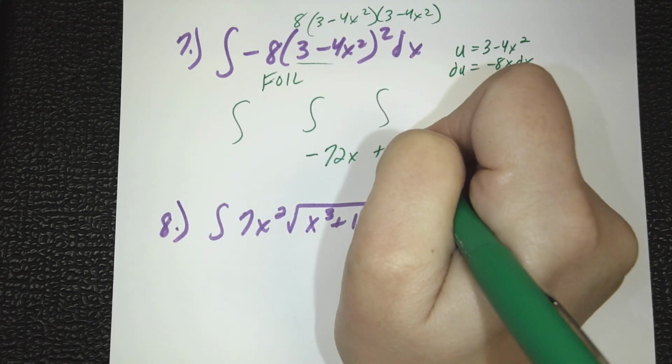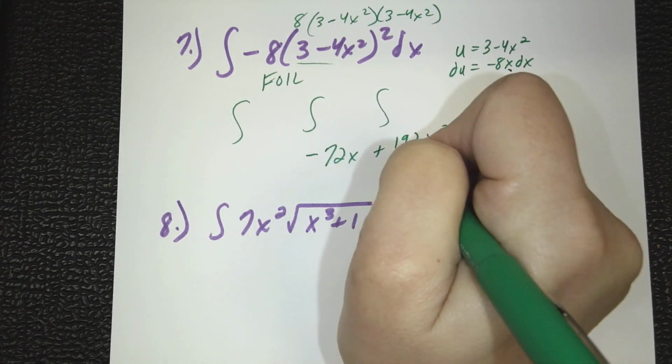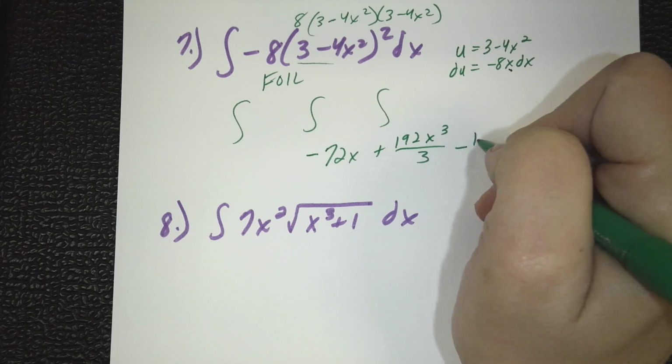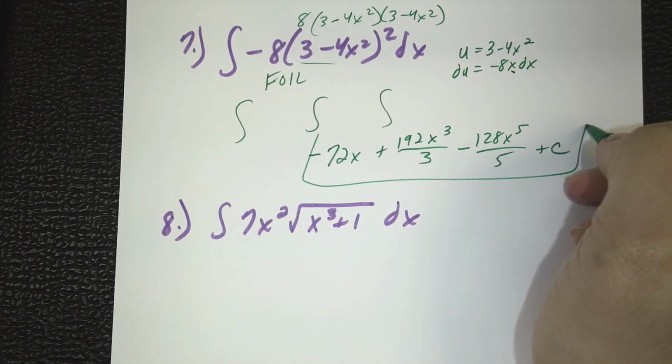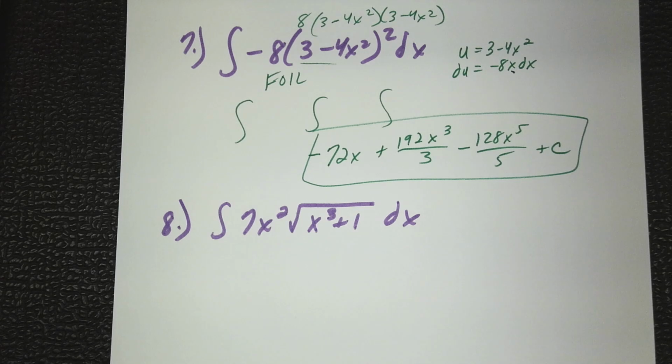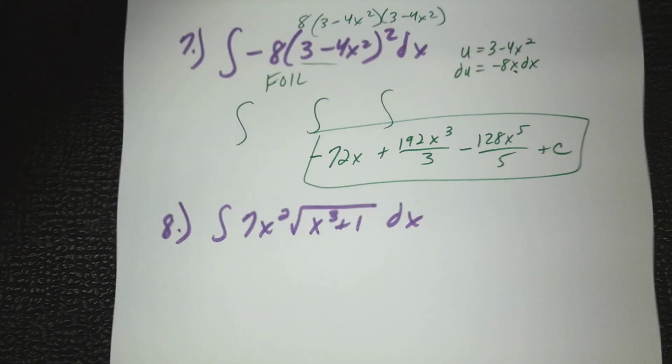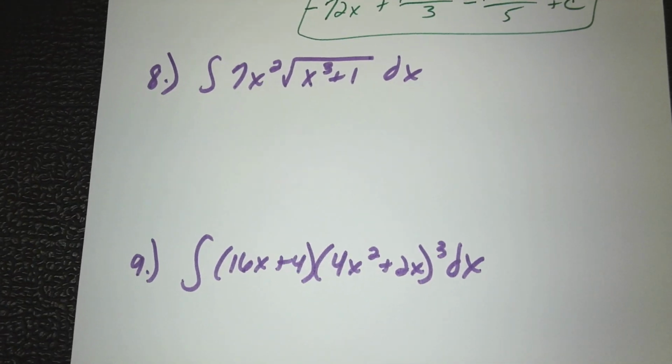But the final answer is this, just for your benefit. 128x to the 5th over 5 plus c. That would be if you FOILed it out. I wanted to show you that because it happens, and students are like, I don't know what to do. I'm like, just go back to what you were doing a couple days ago. FOIL it out and take the antiderivative of each one. All right? But the next two will work, so we'll go through these and be done.